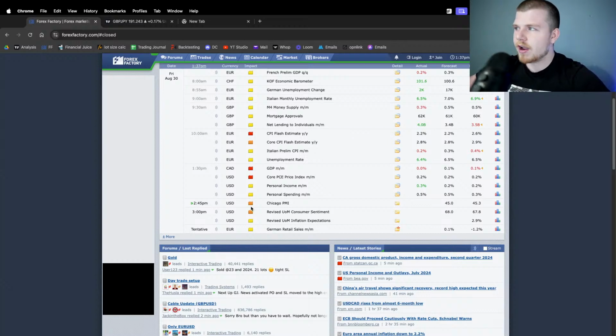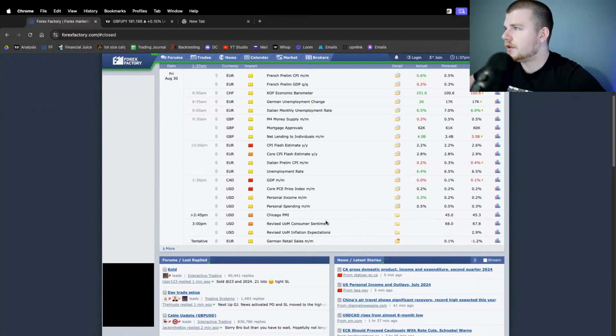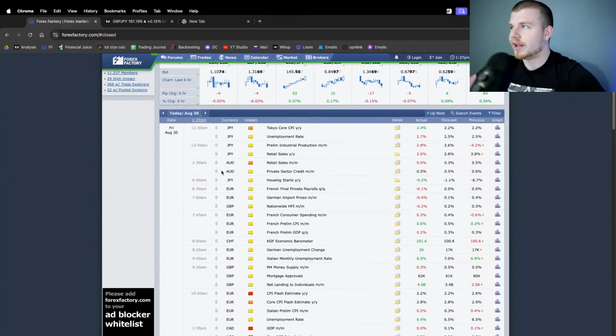Now, that's not red folder, it's orange and yellow, so we don't really need to worry about it too much. And just looking at the names, it's nothing too big. There's inflation expectations, consumer sentiment, and Chicago PMI. German retail sales is the tentative European news. So nothing to worry about today, fundamentally, which is great. It's pretty much been the whole day already.